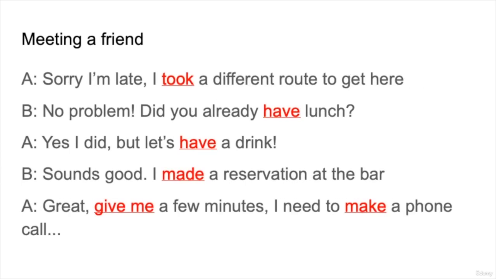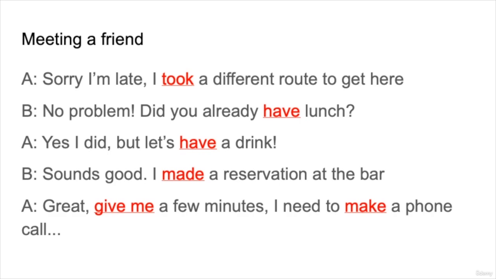Okay, let's look at some answers. "Sorry I'm late. I took a different route to get here." Here we use took because we're emphasizing the action of taking a different route. And we also get to use an adjective, different, which is the great thing about dilexical verbs.